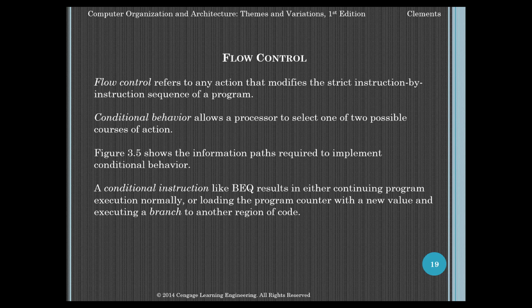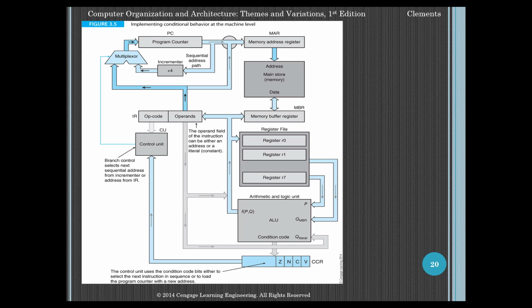So this figure here shows the information paths that a computer has and is required to implement for conditional behavior. And a conditional instruction, which we saw in our instruction set sample like BEQ, results in either continuing program execution normally with the next instruction, whatever that may be in the sequence, or loading the program counter with a new value and then executing a branch to another region of code.